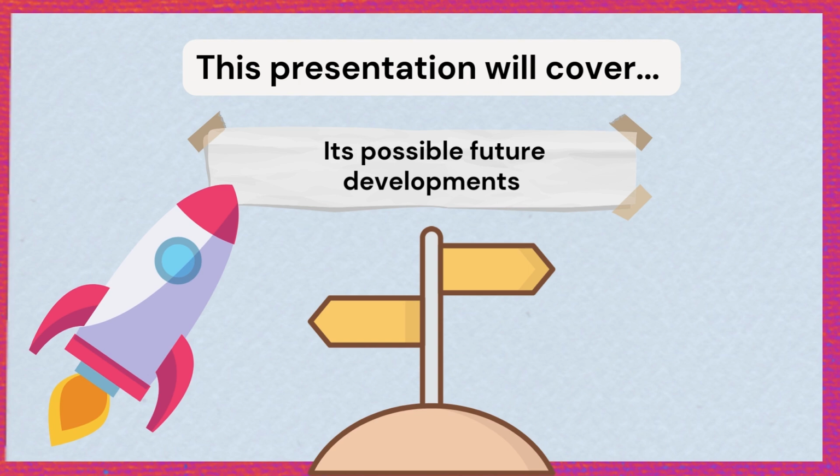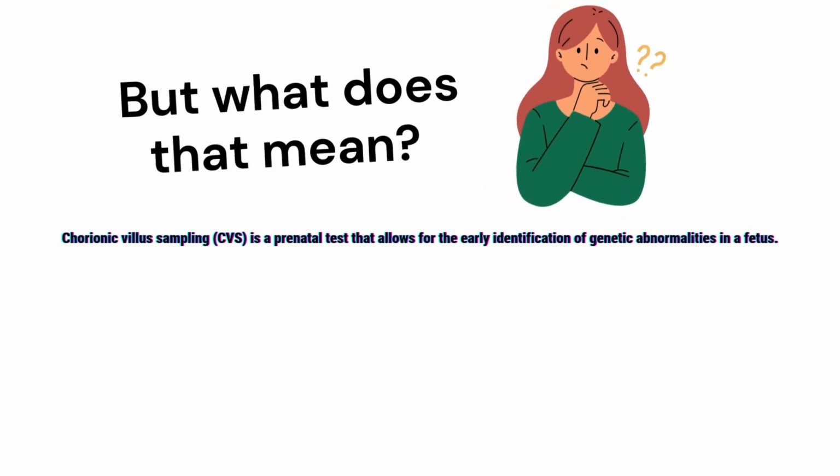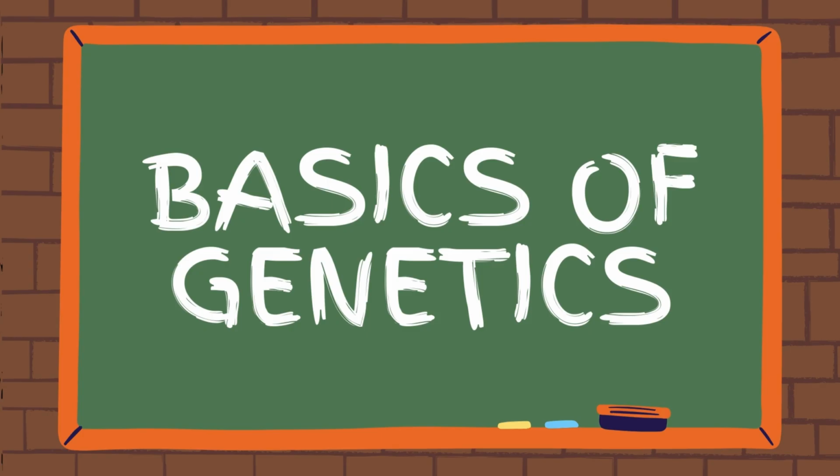So let's get started. Chorionic villus sampling is a prenatal test that permits early detection of genetic abnormalities in a fetus. Sure is a lot of fancy words, but what does that mean? How does it do that? Before we go into depth about CVS, let's cover some basic genetic concepts to make sure we have an understanding of the topics at hand.